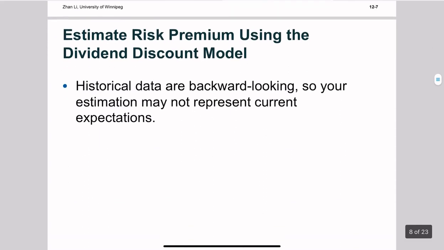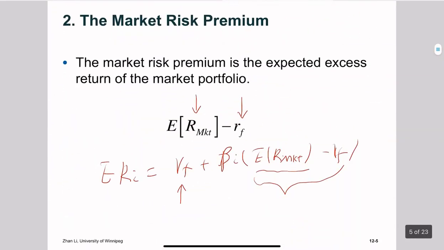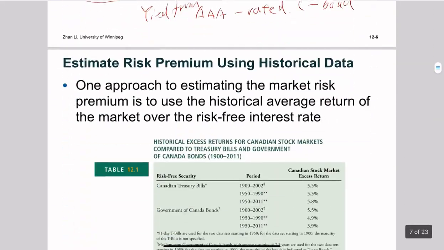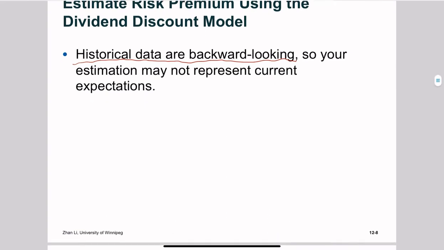Now, what's the shortcoming of this approach? Well, obviously, historical data are backward looking, right? So your estimation might not represent the future, because importantly, we're looking at expected return. So this is about the future return. It's not about the past return, right? So obviously, past return does not necessarily represent future return, right? So that's the drawback of this approach.